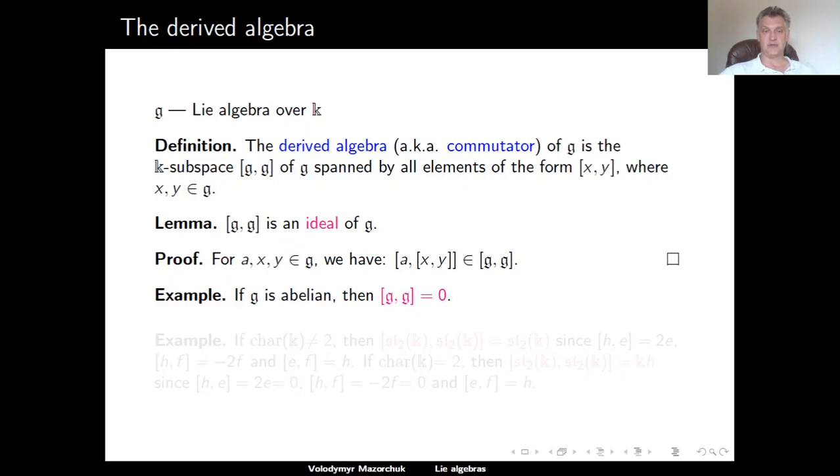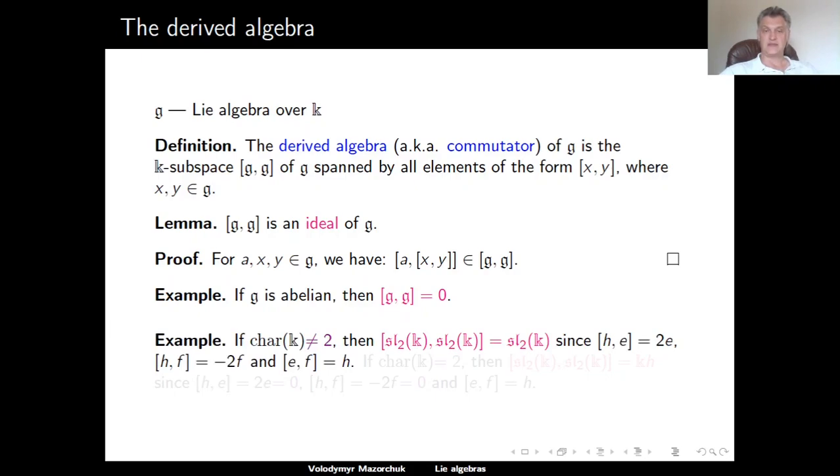An easy example: if G is abelian, then the derived algebra of G is 0 because the Lie bracket on an abelian Lie algebra is identically 0. A less trivial example is that the derived algebra of SL2K over a field K of characteristic different from 2 is equal to SL2K itself.